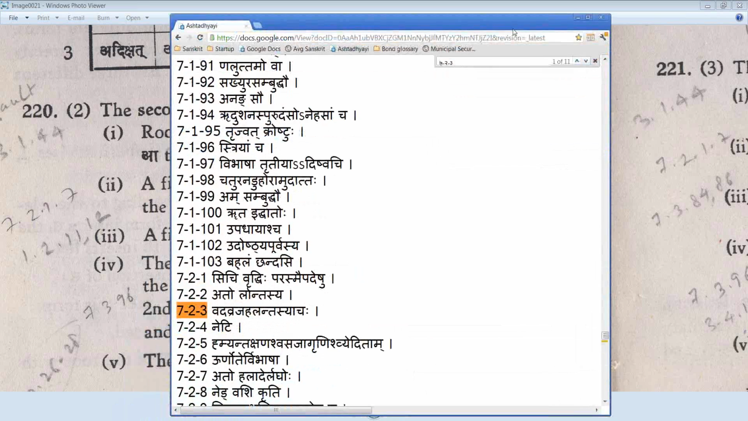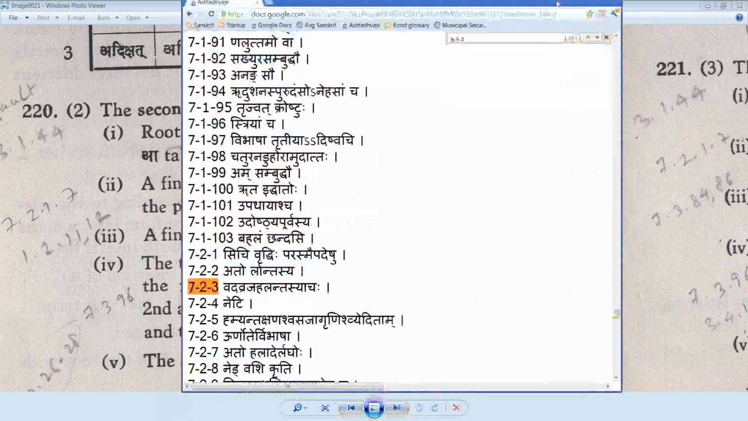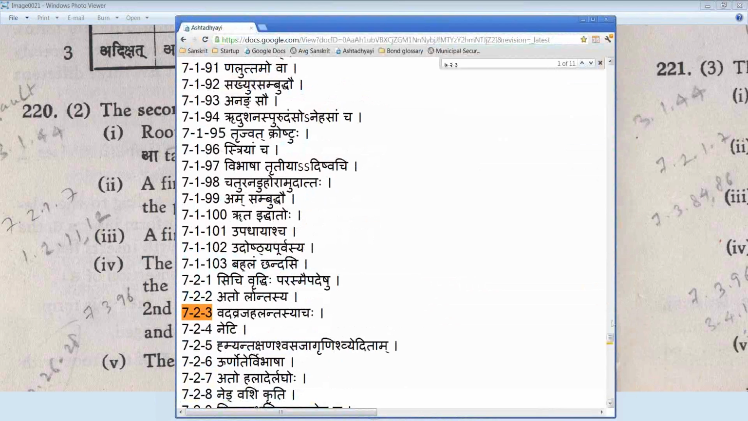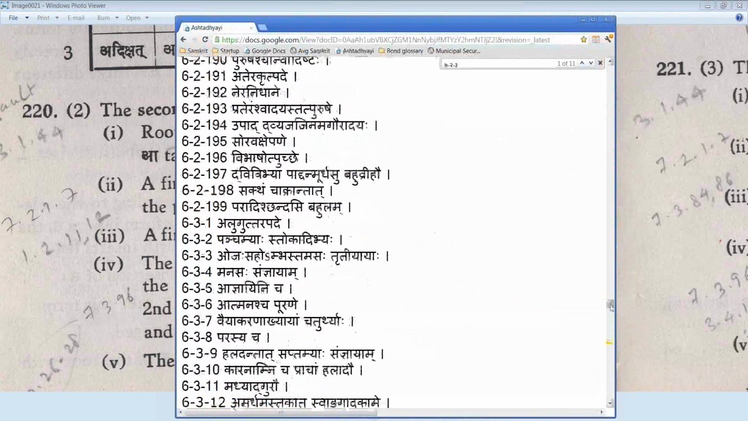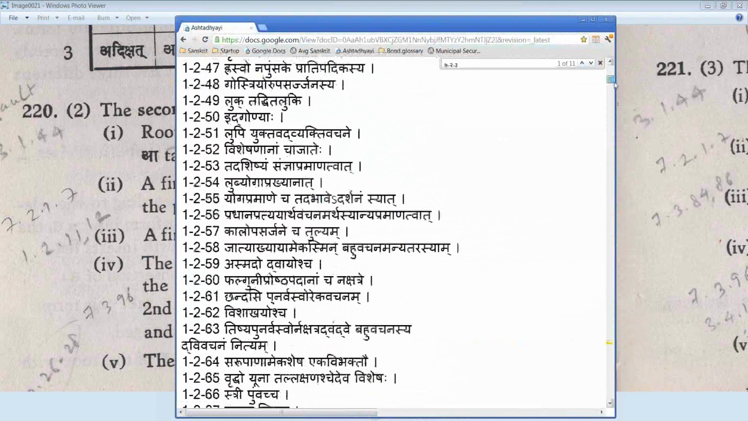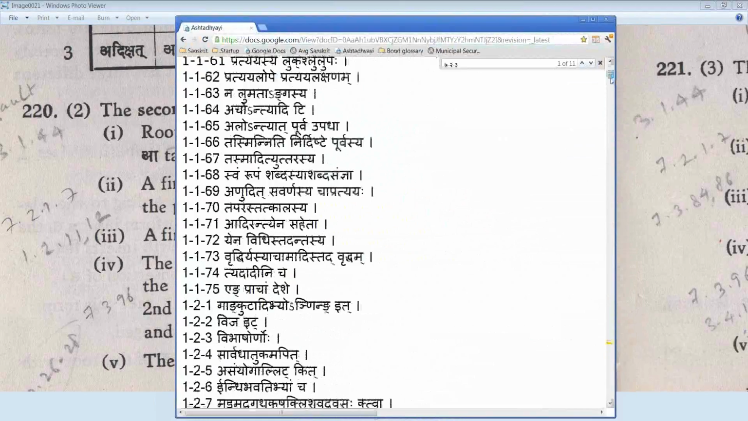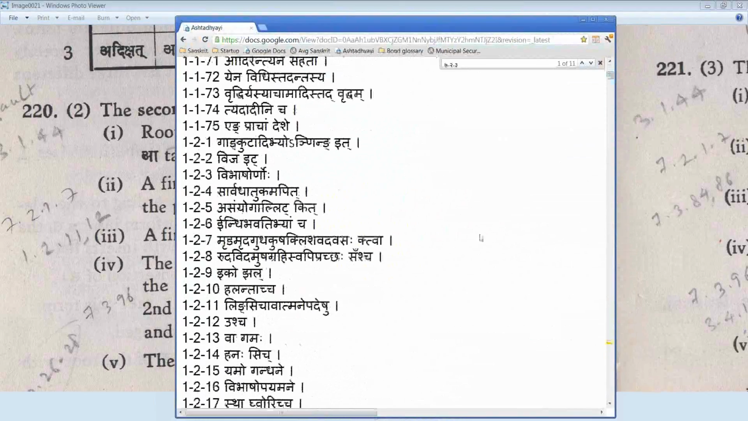Okay. Now the final vowel except ru takes the guna in atmanepadam. Okay. So this was a sutram which we have studied previously when we did the ashir ling, if you recall, that is 1-2-11 and 1-2-12. 1-2-11, 1-2-12. Which is the ling sichavatmanepadeshu and ushcha.